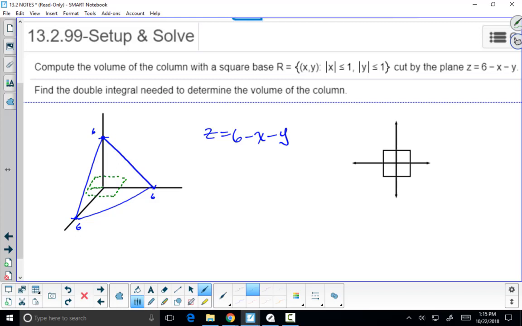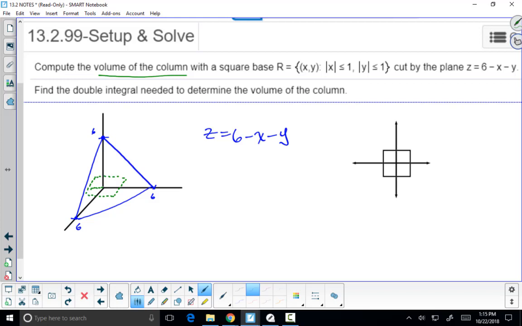If we want to find the volume of the column beneath that plane on that square, all we need to know is that that plane's up here. Because we have to know what surface is on top and what surface is down below. If we want to find the volume between these, we do upper minus lower.